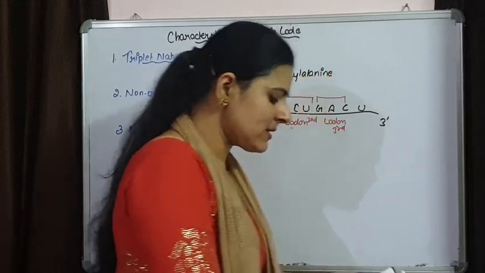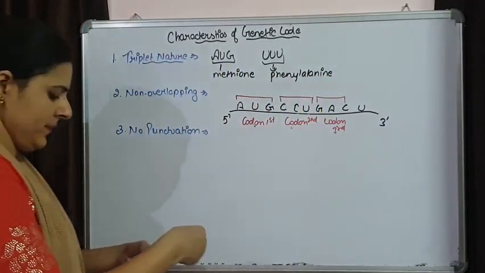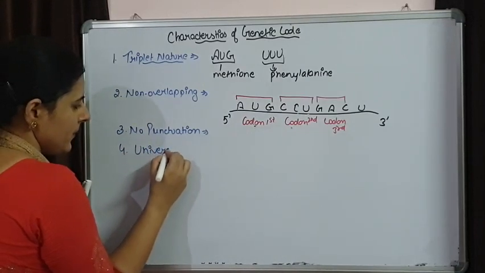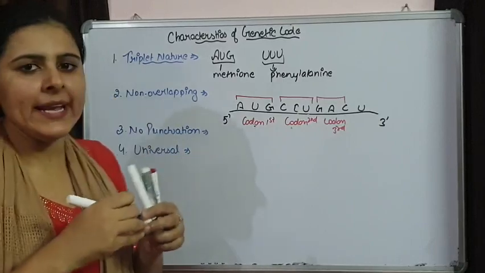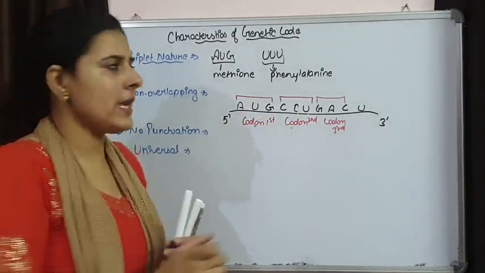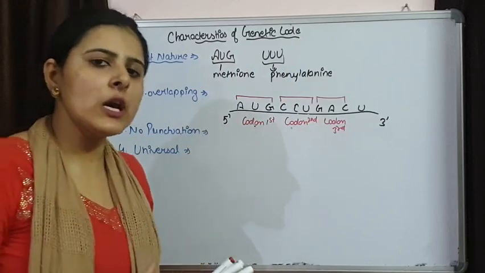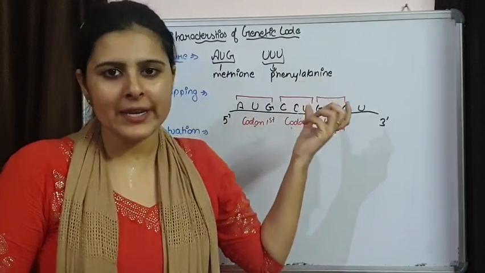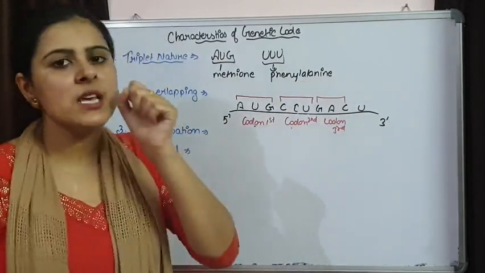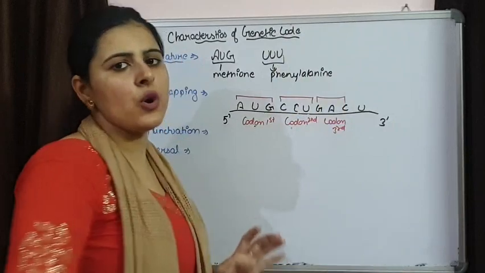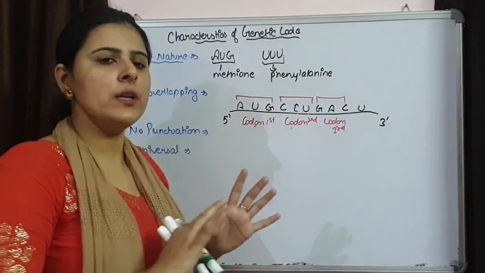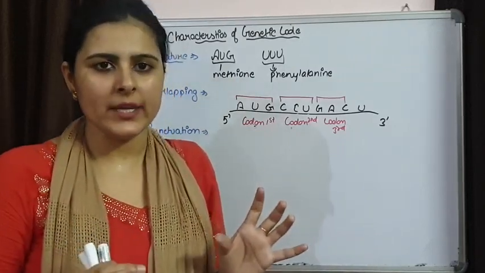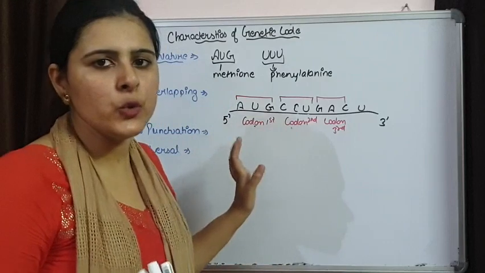Now another characteristic is universality. The genetic code is universal. That means if I take one codon, say I am saying UUU, then in all the organisms, UUU will be responsible for coding for phenylalanine. That's why we are saying that it is universal. This genetic code is responsible for coding for the same amino acids in all the organisms. So genetic code is universal.